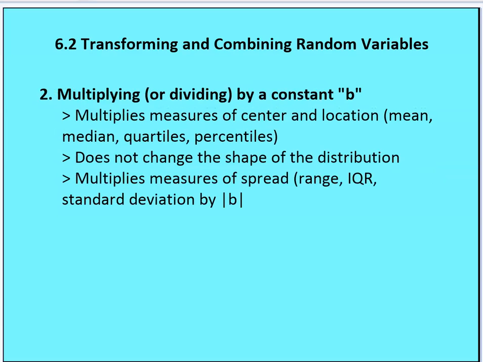When we multiply or divide by a constant, b, this multiplies the measures of center and location. So mean, median, quartiles, and percentiles will be multiplied. It does not change the shape of the distribution. And then it multiplies the measures of spread, range, IQR, and standard deviation by the absolute value of b.